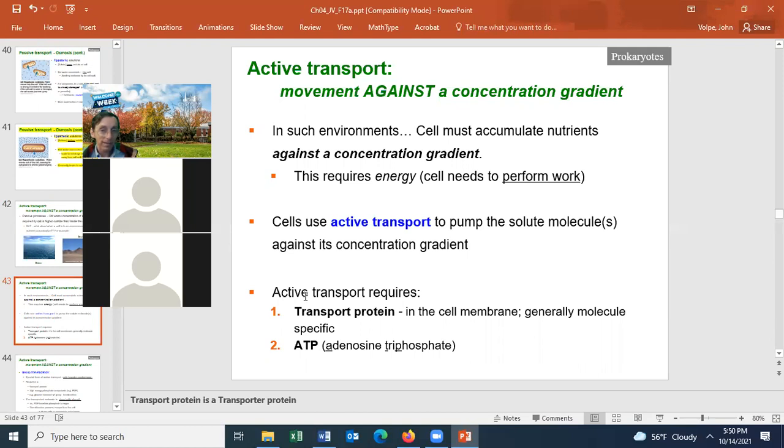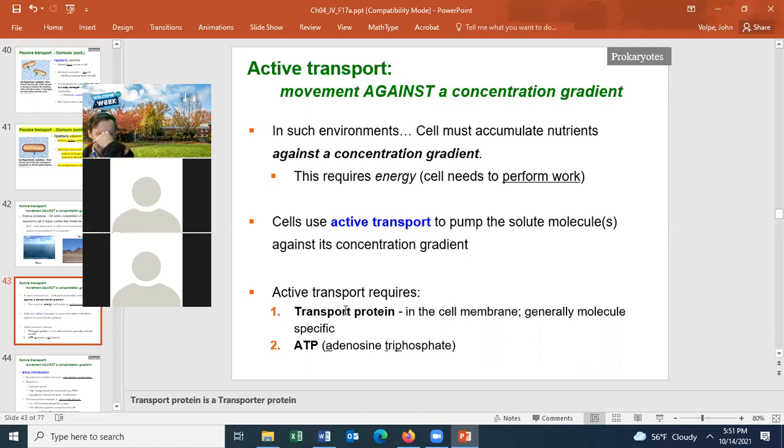Transport proteins typically are molecule specific, meaning if we have a transport protein that can transport glucose across the cell membrane, that is all that one transport protein can do, all it can move. To move, let's say, galactose across the cell membrane, you need another protein. Now, lactose is a transport protein. Any question about any of that?